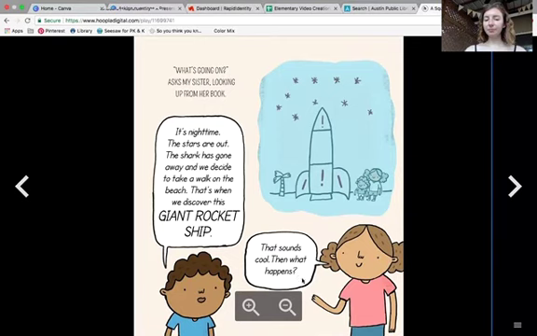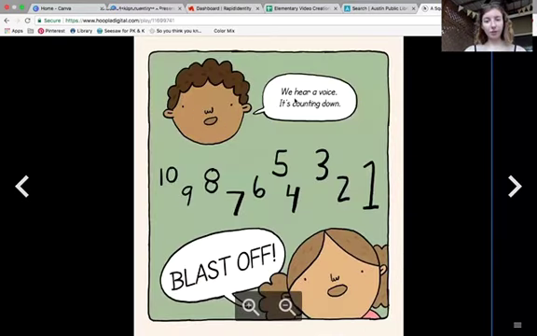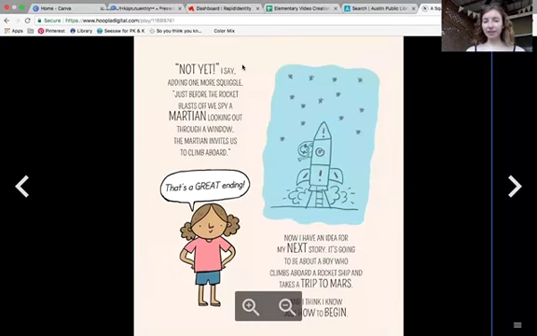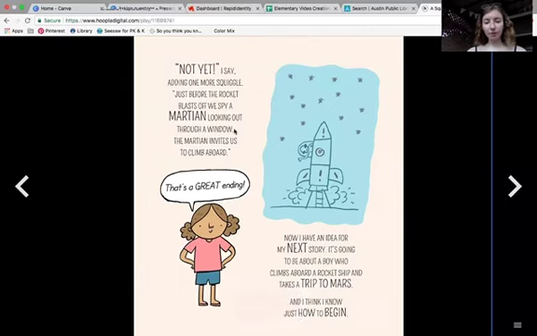That sounds cool. Then what happens? We hear a voice. It's counting down. 10, 9, 8, 7, 6, 5, 4, 3, 2, 1. Blast off! Not yet, I say, adding just one more squiggle. Just before the rocket blasts off, we spy a Martian looking out through a window. The Martian invites us to climb aboard.